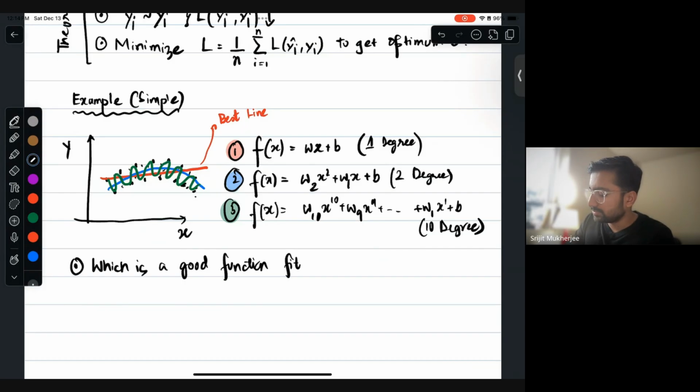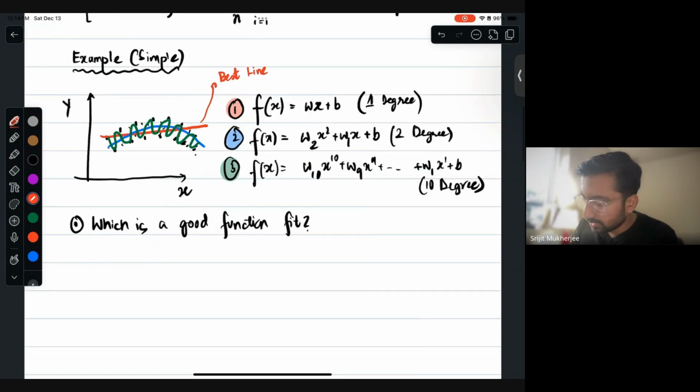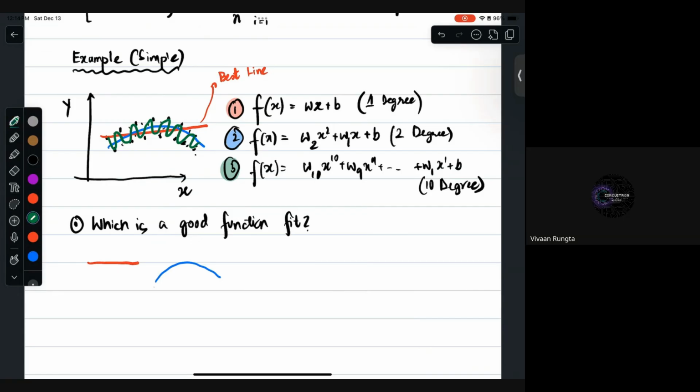What do you think, guys? This one? Yes, Vivan, tell me. I think the blue one, because the red one does not produce a very accurate representation, and the green one is very susceptible to anomalies. But the blue one is kind of a more general function. Very good. All of you agree with Vivan?